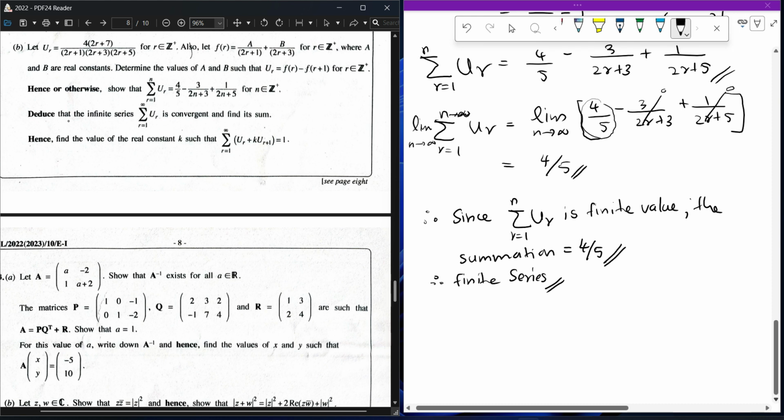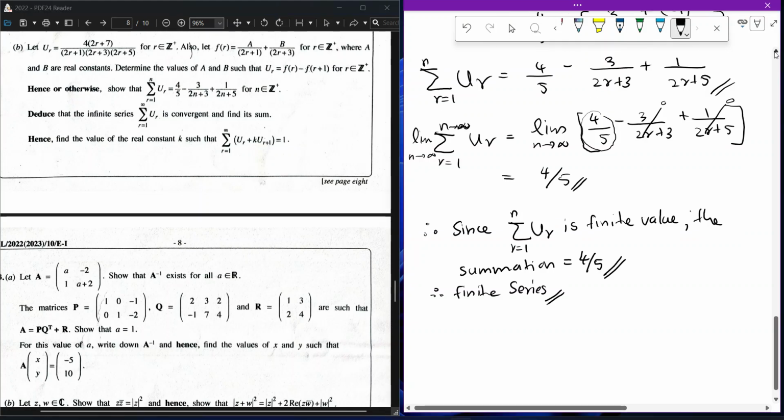That says hence or otherwise show that sigma n r equals to 1, ur equals to 4 over 5 minus 3 over 2n plus 3 plus 1 over 2n plus 5. So that's in terms of n. I think I made a little mistake.